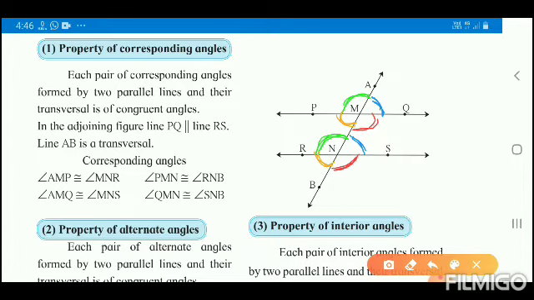Look here. Again I will read the property of corresponding angles, that is each pair of corresponding angles formed by two parallel lines and their transversal is of congruent angles. So here, in the adjoining figure, I showed you by using different colors the pairs of corresponding angles.